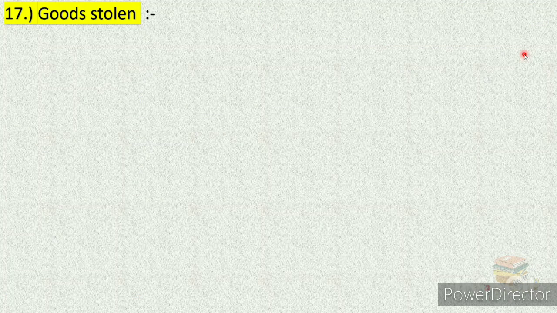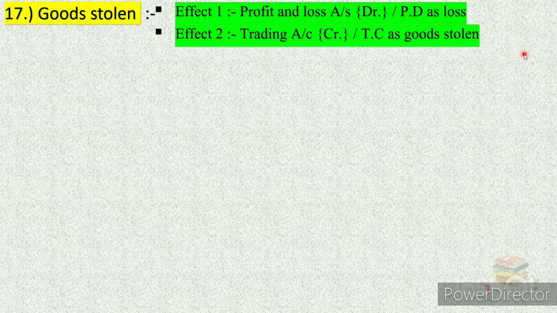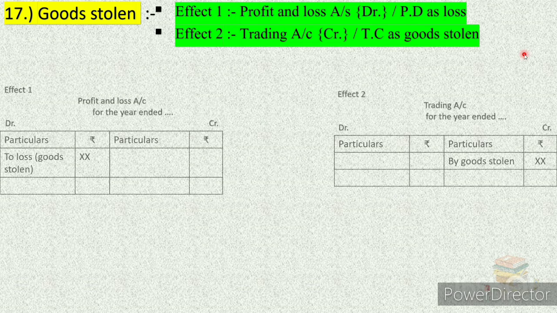17th, goods stolen. Goods have been stolen. So it is basically a loss because no one has been paying to us. So it is a loss for the company or for the business firm. So its first effect is in profit and loss account debit side as loss. Second effect is in trading account credit side as goods stolen. So let's see in tabular form.